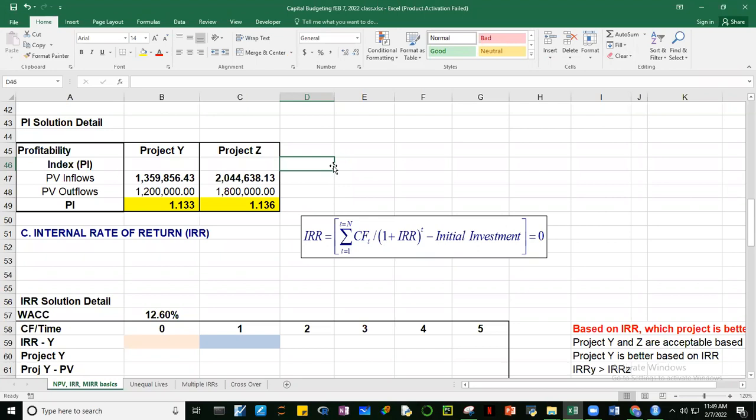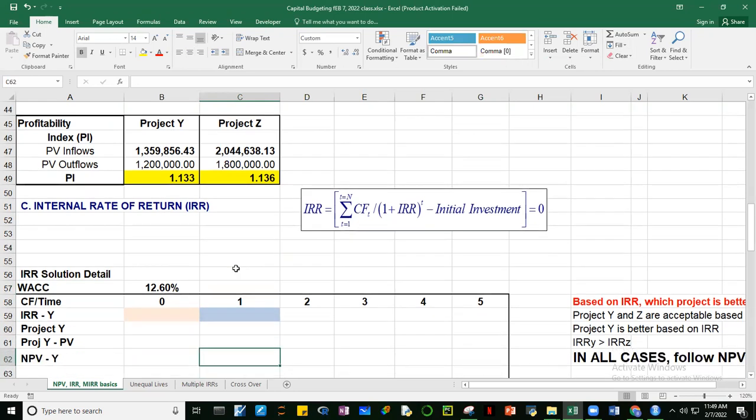Okay, so based on NPV, okay si Project Z. Based on profitability index, okay si Project Z. Okay, any questions, guys? All right. So, sige. Next, we go to internal rate of return, IRR.